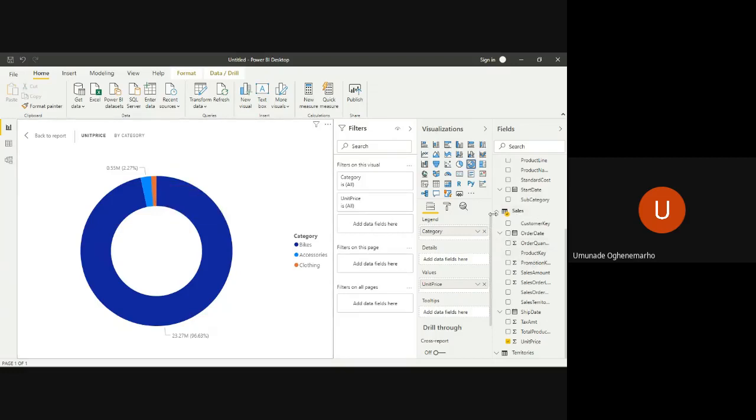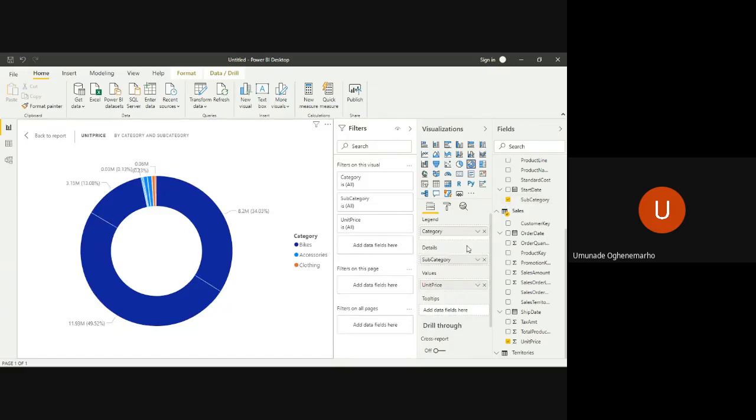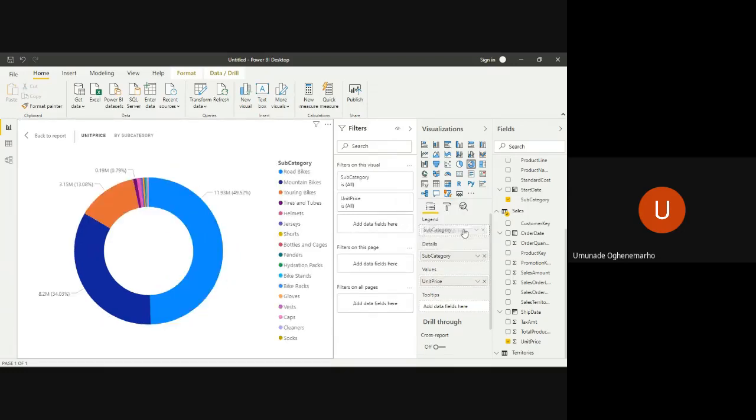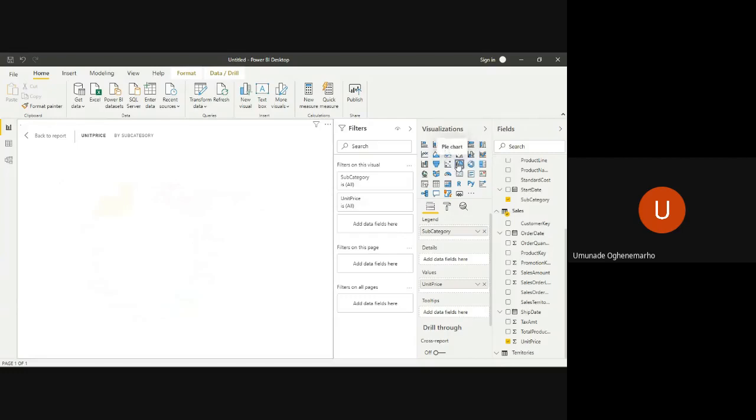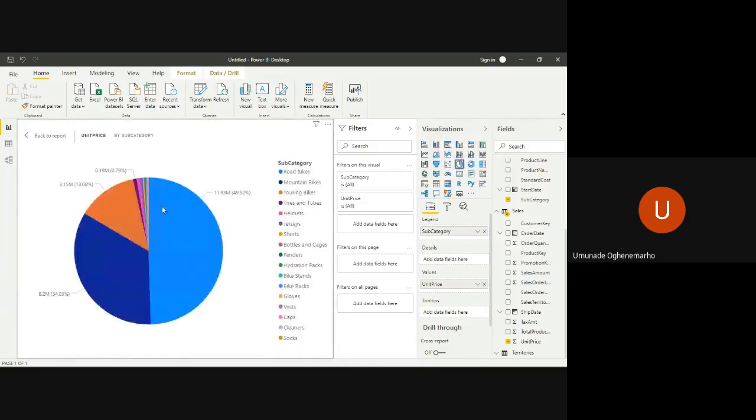But what happens when we change from category to subcategory? So let's move this here. We have subcategory, and we can see that this is not really clear. It's so tiny that we can't even see it, and just these 2. Now imagine having this in a pie chart. We might not even be able to see what is under the vest. As we can see, it's so thin that it's hard to see.